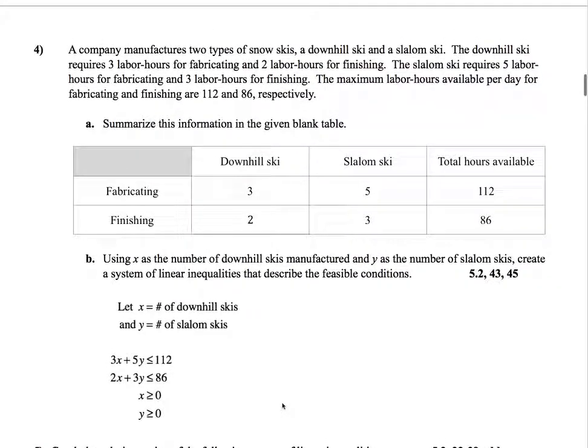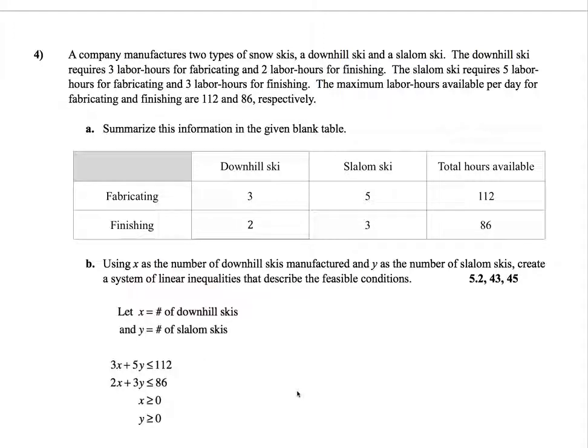Okay, and now in question 4, we've got another manufacturing plant in question. And this one makes skis, snow skis, downhill skis, and slalom skis. And we're told that the downhill ski requires 3 labor hours for fabricating and 2 labor hours for finishing. The slalom ski requires 5 labor hours for fabricating and 3 labor hours for finishing.